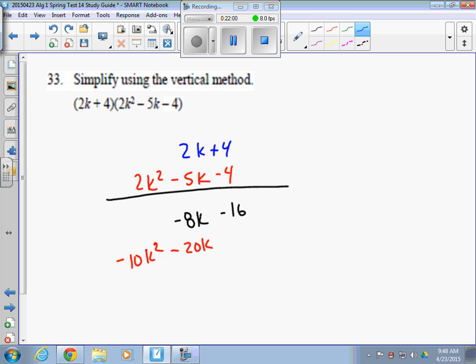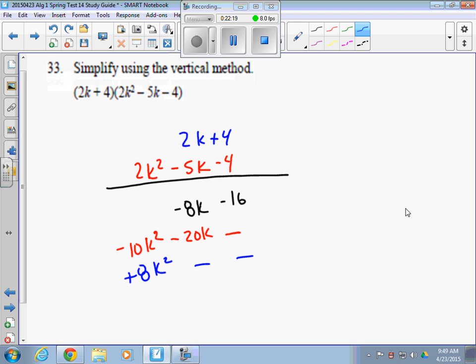And we'll do the same thing with the last term, 2k squared. Again, for this one, we leave a little placeholder here. For this one, we're going to wind up leaving 2 placeholders. But 2k squared times 4 is going to be 8k squared, and it's positive, so we'll put a positive. And 2k squared times 2k is going to be 4k to the third power. This is the vertical method.